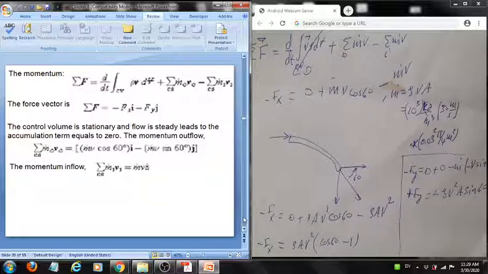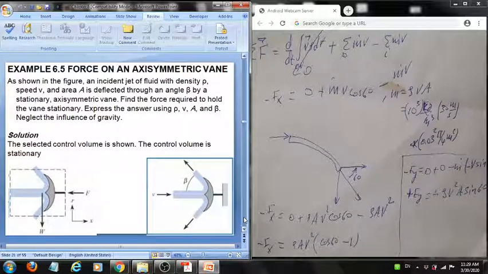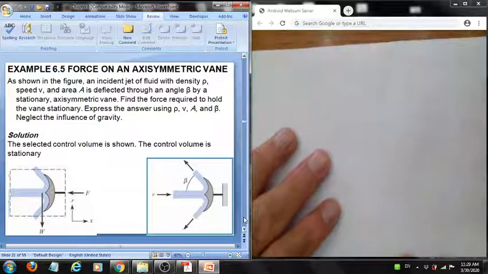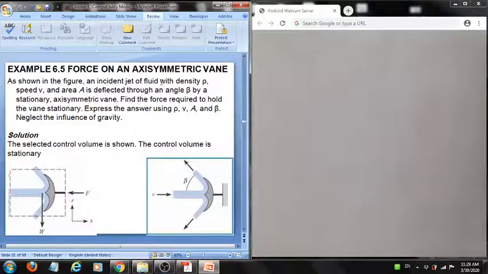Okay, let's take another example. Here we have what we call an axisymmetric vane. Let's look at this one again. We have an incident jet coming to this axisymmetric vane. The jet has a density rho, speed V, area A, leaving at an angle beta as seen here. Find the force required to hold the vane stationary.